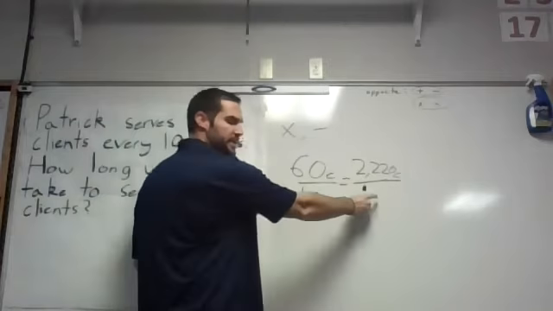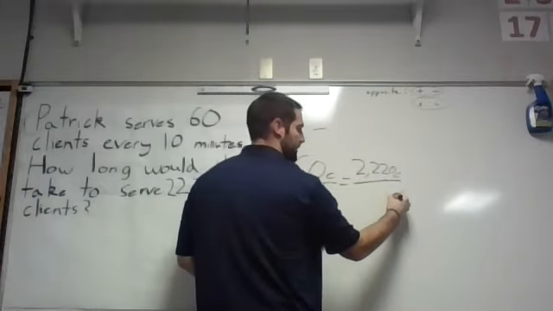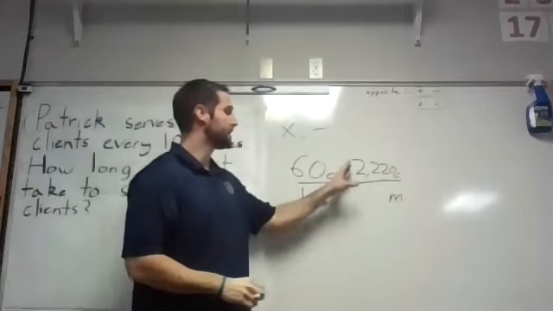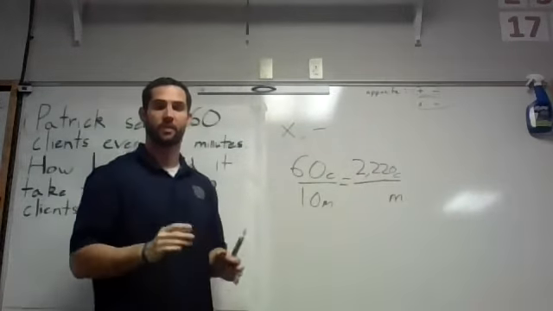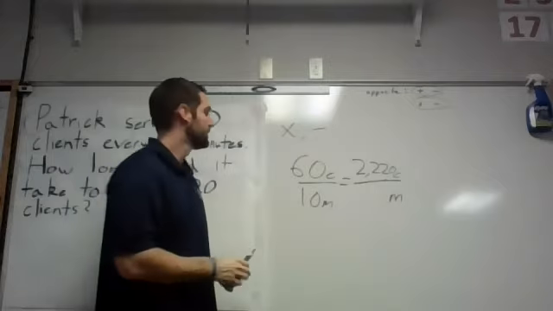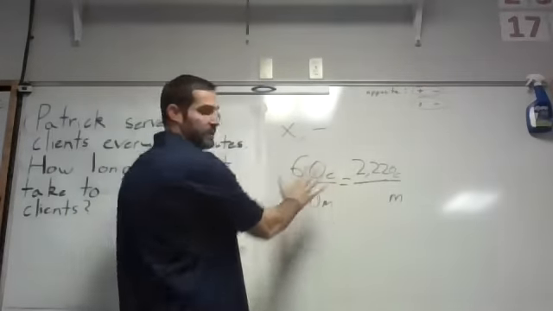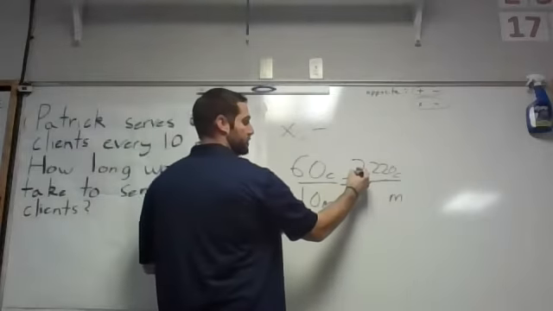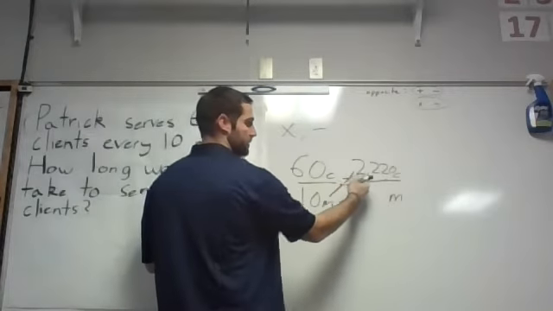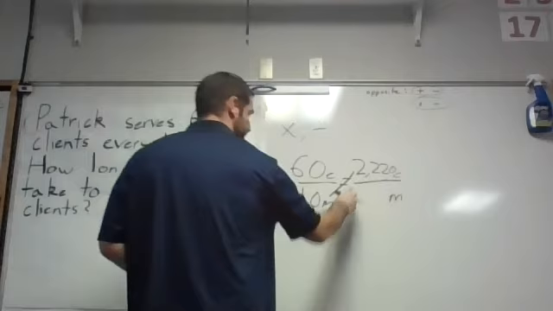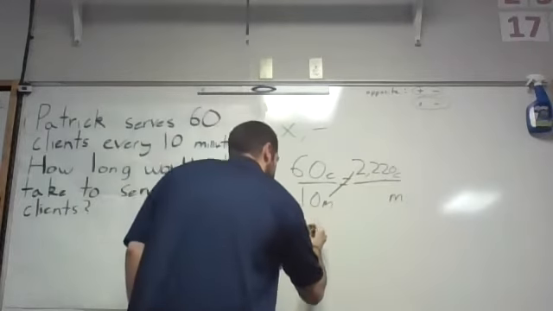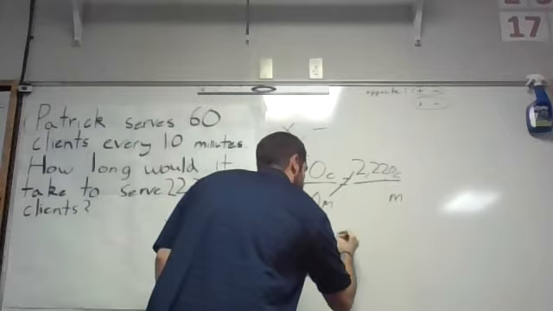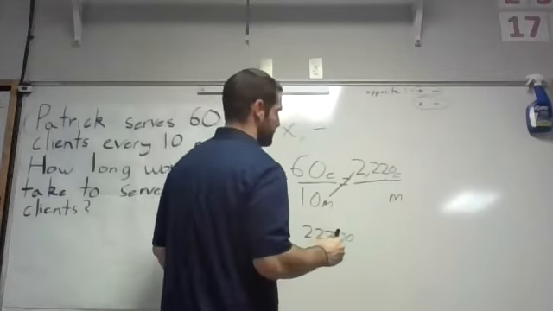And our denominator, we're going to find that. We're going to find how long it takes to serve this amount of clients. Now we're going to apply diagonal multiplication to solve this to get our answer. First we use multiplication. You multiply these two numbers with each other, 2,220 times 10, and you will get 22,200.